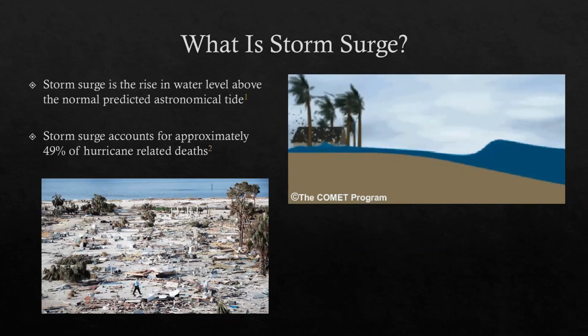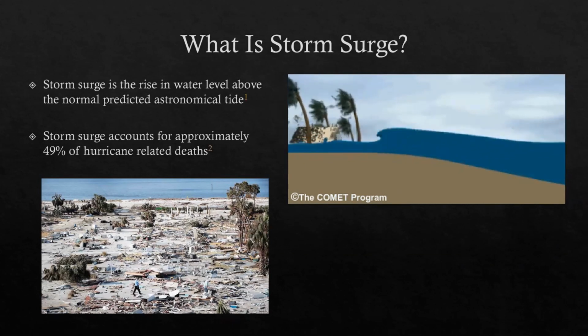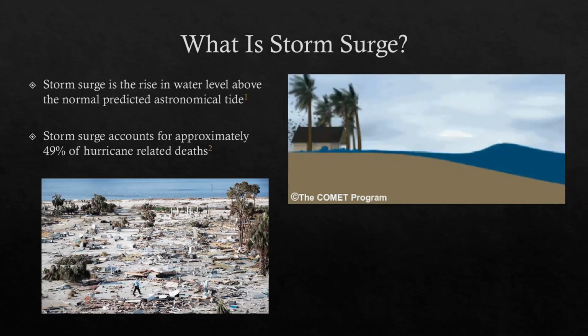Storm surge accounts for about 49% of all hurricane-related fatalities. The risk of death due to storm surge and the overwhelming power of moving water means that evacuation is the best means of preserving life in areas where storm surge is likely.